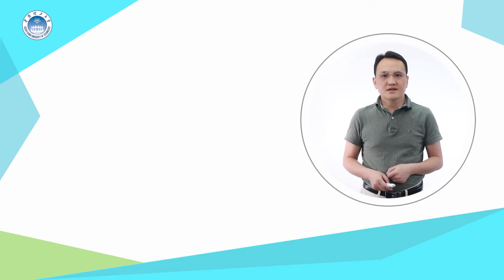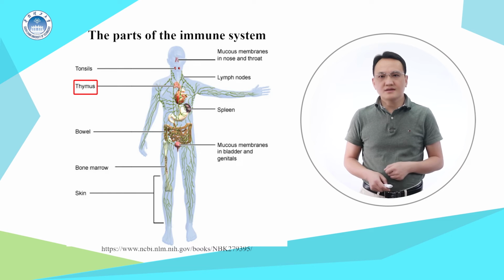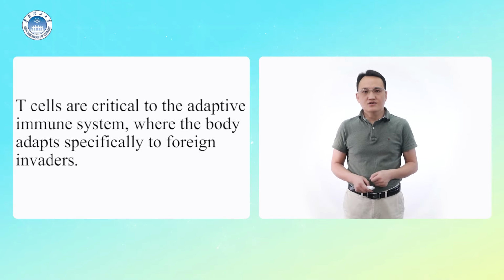The thymus is a specialized primary lymphoid organ of the immune system. Within the thymus, the T cells mature. T cells are critical to the adaptive immune system, where the body adapts specifically to foreign invaders.